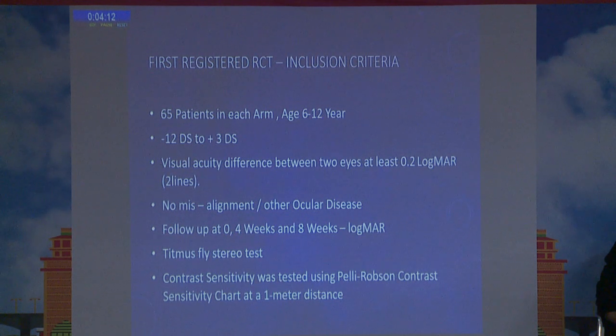65 patients in each arm, age 6 to 12 years, with -12 diopter to +3 diopter of refractive error were included, and the visual acuity difference between the two eyes was at least 0.2 logMAR. There was no misalignment or other ocular disease, and follow-up was done at 0, 4 weeks, and 8 weeks. We did the Titmus fly stereo test and contrast sensitivity using the Pelli-Robson contrast sensitivity chart.